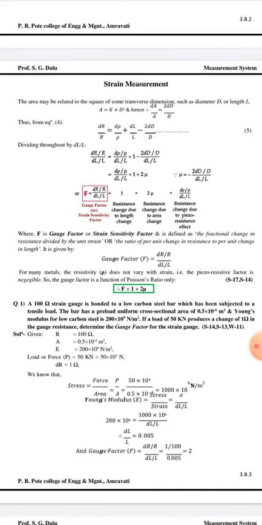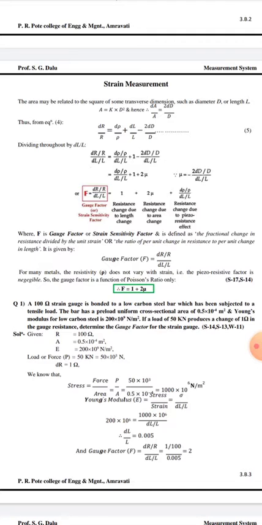Now from here we can start solving the numerical. We know that stress equal to force upon area. Force is nothing but P and area is capital A. So 50 into 10 to the power 3 Newton, as P is given. Cross sectional area is also given, that is 0.5 into 10 to the power minus 4, and we will get 1000 multiplied by 10 to the power 6 Newton per meter square, that is nothing but the stress.